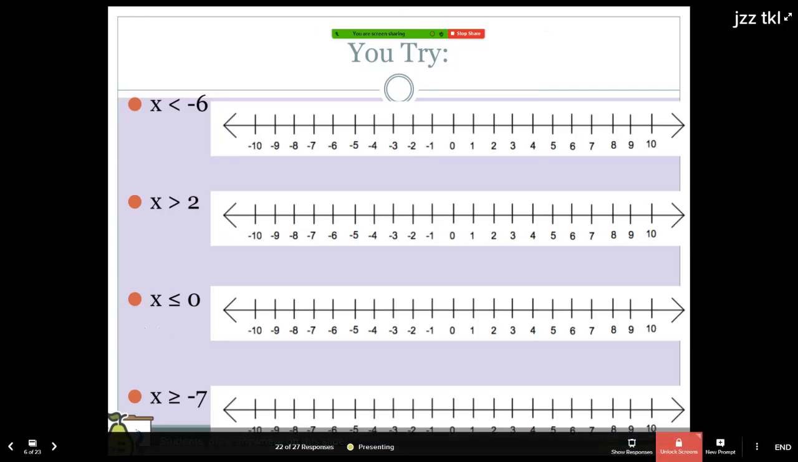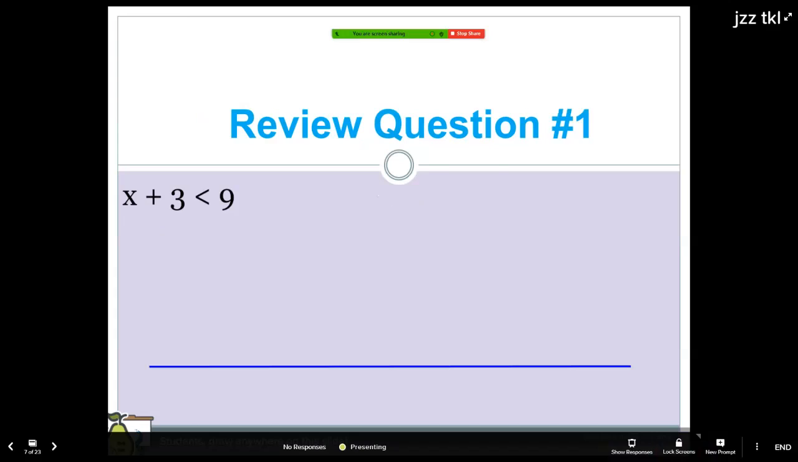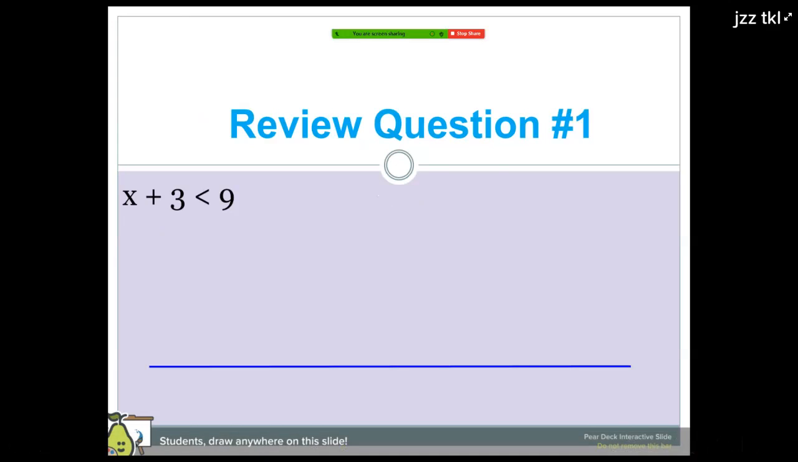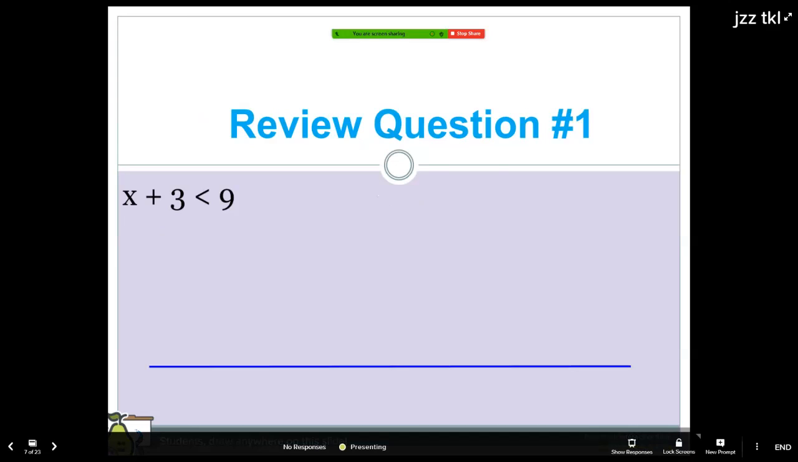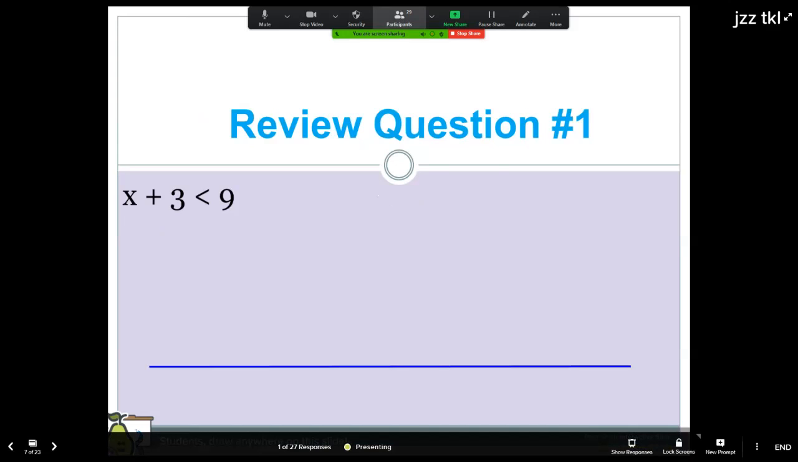But yeah, overall, those looked all right. We're on the right track, so that's good. Let's take a look. All right, review question number 1. So we have a one-step inequality. So again, you're going to get x by itself. And don't forget, you have to create a number line and graph this on the number line when you're done. I'll give you a few minutes to do that.